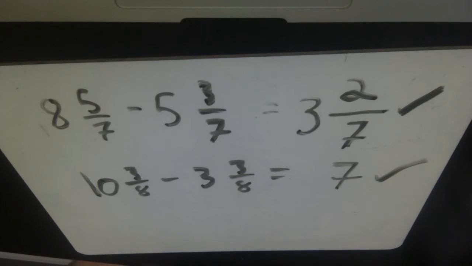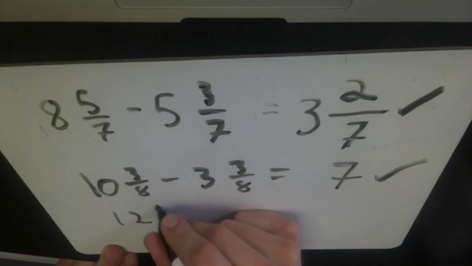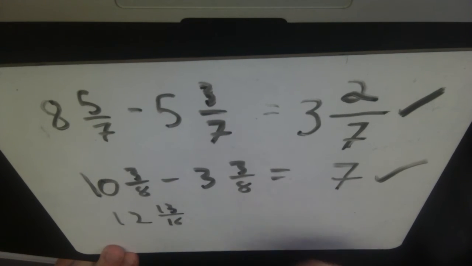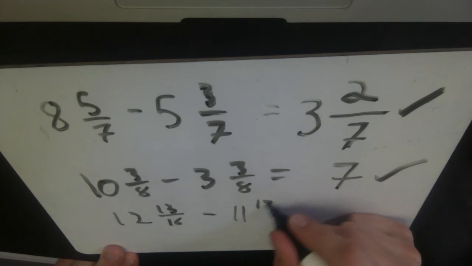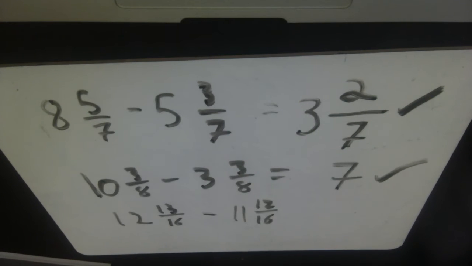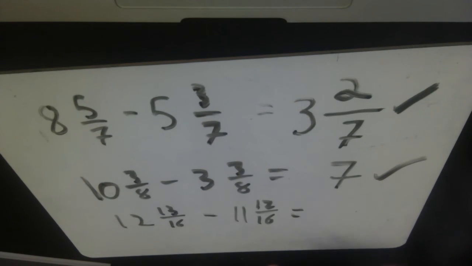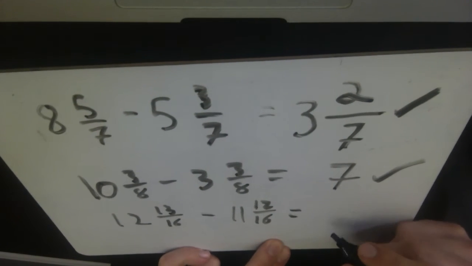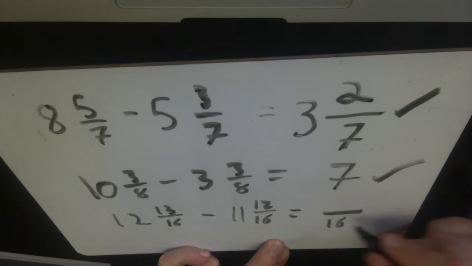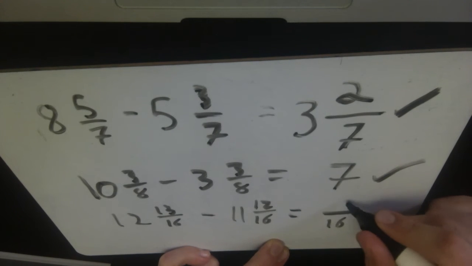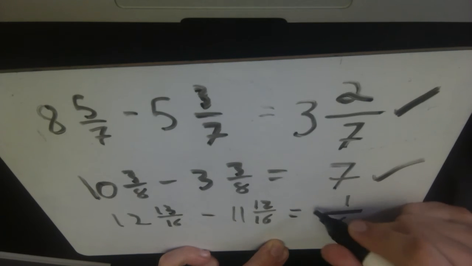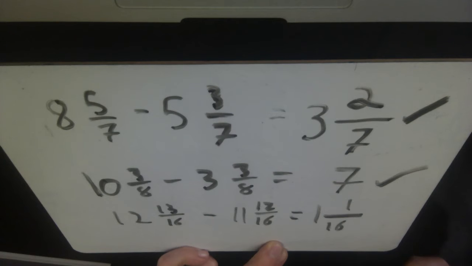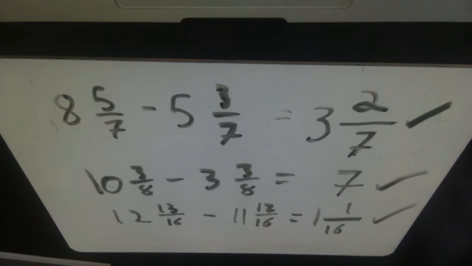In C, we had 12 and 13 over 16. So 12 wholes, 13 over 16, and subtract 11 wholes and 12 over 16. Well, carry over your denominator of 16. That slides over to here. 13 subtract 12 is 1. 12 subtract 11 is 1. So your final answer there, 1 whole and 1 over 16.